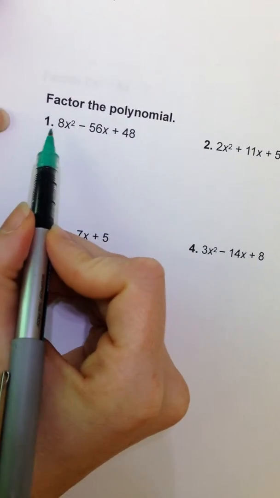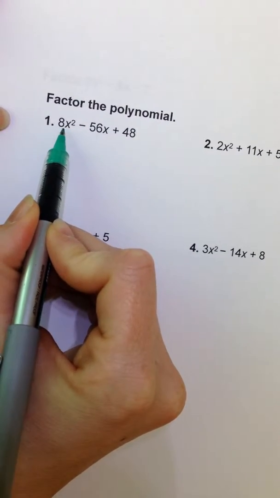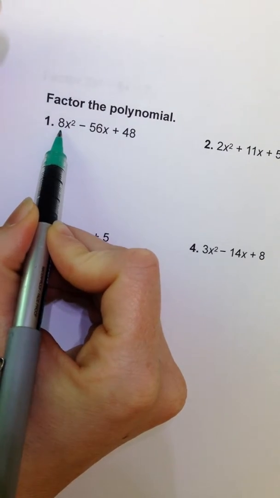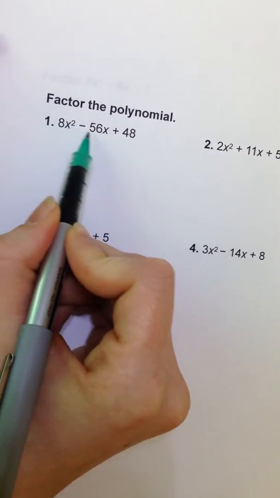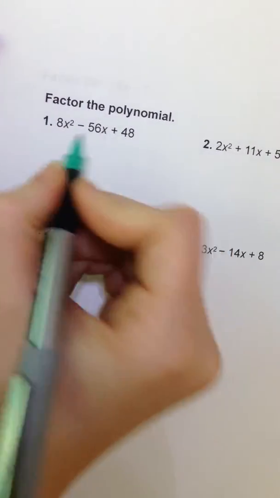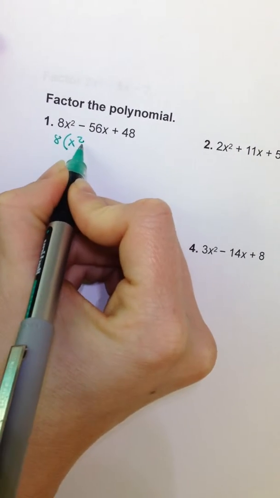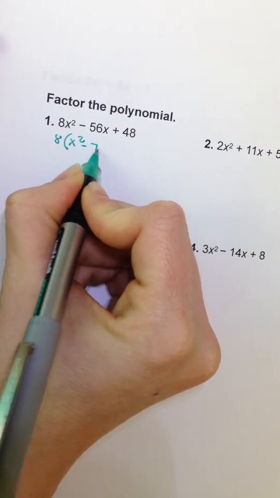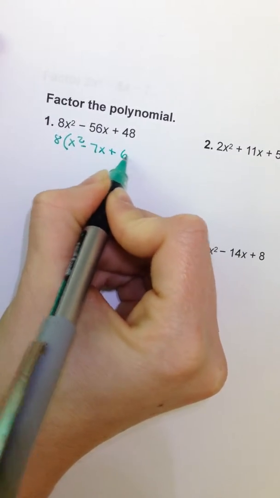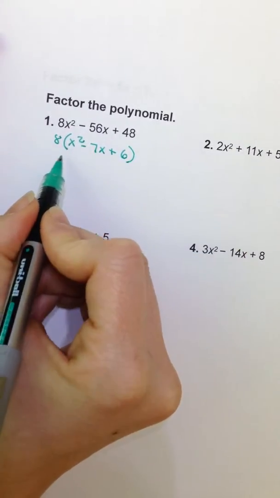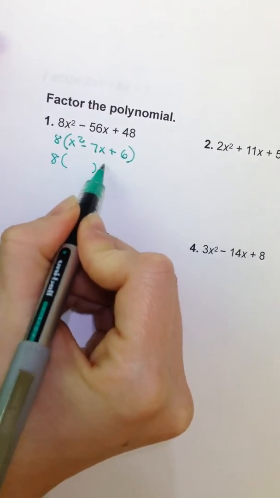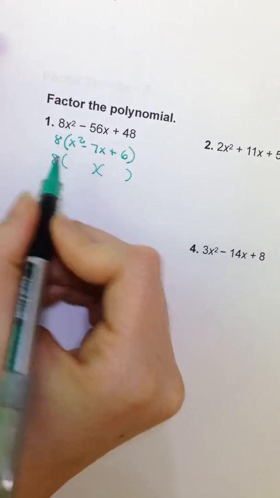So number 1, I see that there's a number in front of the x squared. First thing I want to try is, can I factor it out of every term? And I see that I can, so I'm going to pull that 8 out and make it x squared minus 7x plus 6. So now I see that I can just factor this the easy way into 2 binomials.